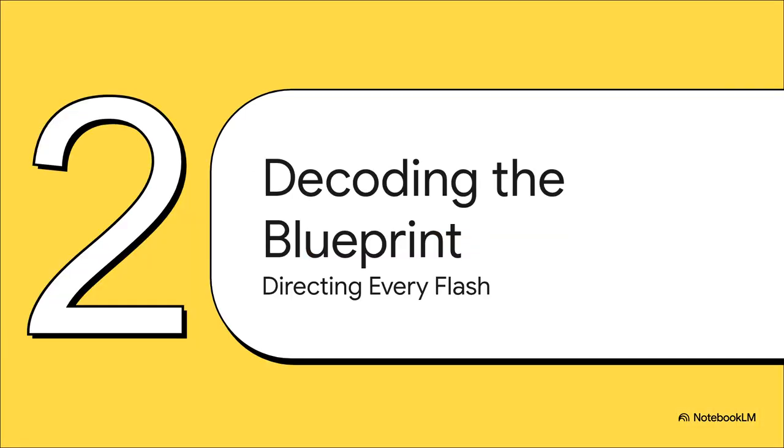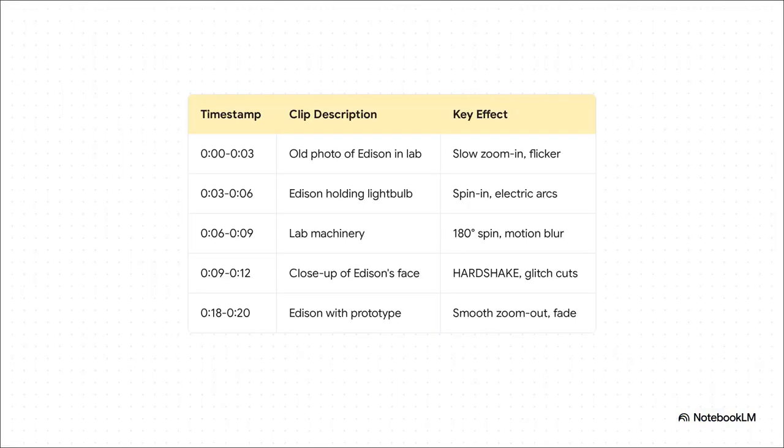So what does this blueprint actually look like? Well, it's pretty much just a simple text file, a set of instructions. But inside this text is the secret recipe that directs every single flash, every shake, every spin you see on screen, and we are going to decode it together. And check this out. This table just lays it all out so clearly. See how organized it is? Each row is a precise moment in the video. So like at the 3-second mark, the script calls for a shot of Edison holding a light bulb with a spin in effect. Then, jump down to the 9-second mark, boom, we get a hard shake on a close-up of his face. It's all planned out, down to the millisecond.